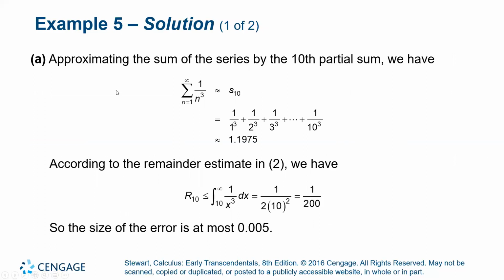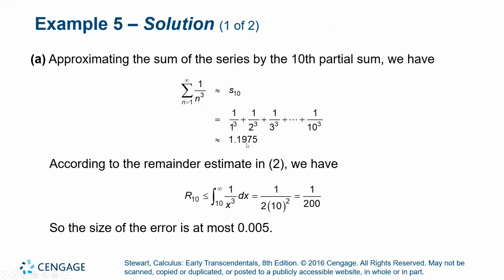Okay, so now to actually do the problem. If we approximate the sum of the series with the first 10 terms, that's what we have written here, 1 over 1 cubed, 1 over 2 cubed, 1 over 3 cubed, and so on up to 10 cubed. If you add all those up in your calculator, you get about 1.1975.